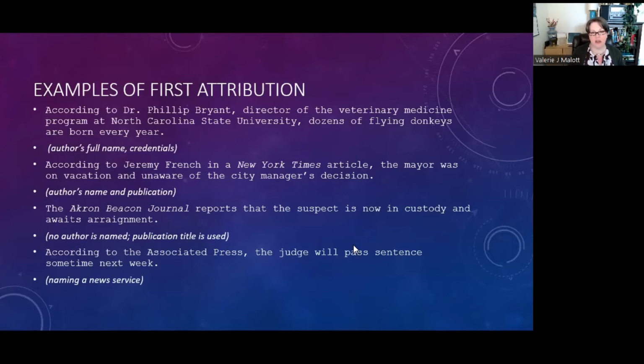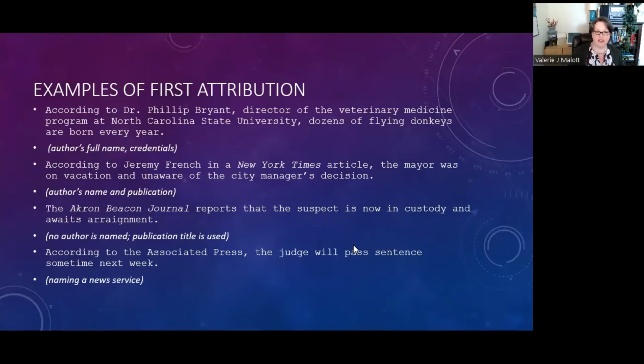And then the last one here, we don't have a publication and we don't have an author, so we rely more on the credibility of a well-known news service. According to the Associated Press, the judge will pass sentence sometime next week. So sometimes you'll see in newspapers things with AP source. That AP stands for Associated Press, not advanced placement. The Associated Press is a news service that circulates news to different publications. So you may see an article in several different newspapers that came from this Associated Press source. So here you're just naming the news service.